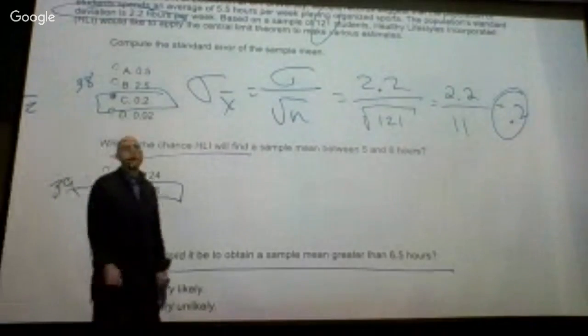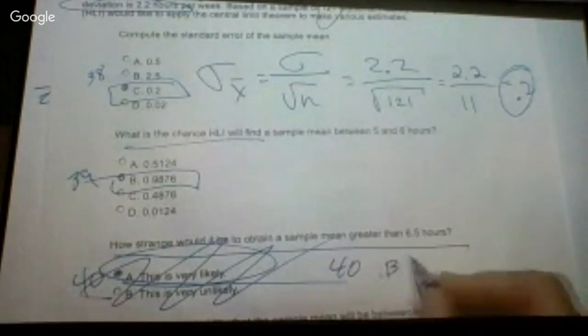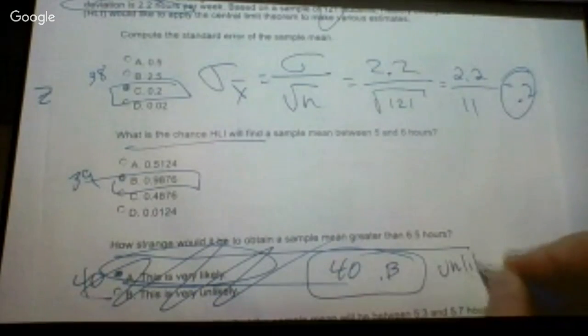No time for jokes. 39B. How strange would it be to obtain a sample mean greater than 6.5 hours? Strange or not strange? Strange. Should that be B? You're B. 40B. Unlikely.